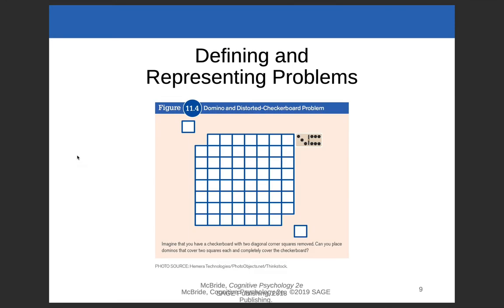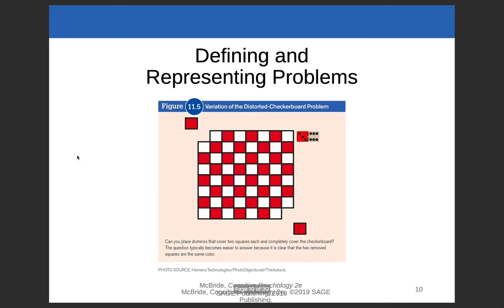Here's an example of another problem where changing the way you look at it will help you solve it. Here we have a checkerboard. Imagine a checkerboard, and the question is, can you place dominoes that cover two squares each and completely cover the checkerboard without having any dominoes hanging over the edges or anything like that? Now, if you're looking at this, you're going, I don't know, right? It's kind of tough. But if you look at it like this, right?